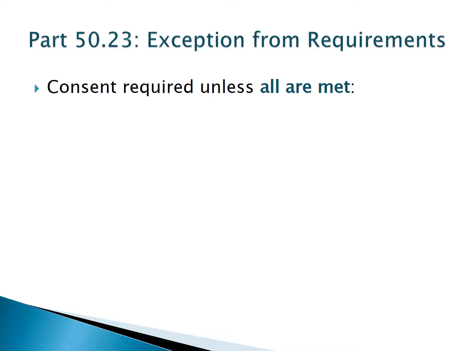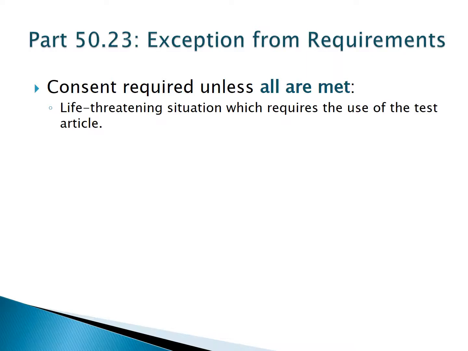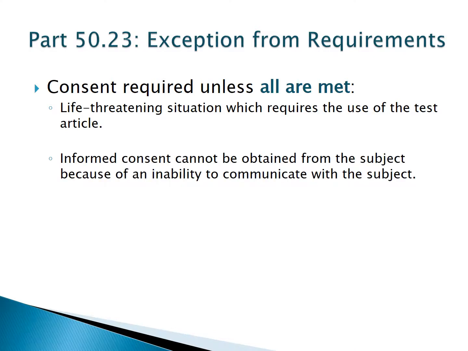I said the consent is required for all research under FDA jurisdiction. If you meet all these criteria, there is an exception that can be granted, and all of them have to be met. Not just one or two or three of them, all of them. The first one is there has to be a life-threatening situation which requires the use of the test article. And the test article in the code means either the drug that's being developed or a medical device, so this would apply to either. And the informed consent cannot be obtained because of an inability to communicate with the subject. This is not a language barrier. This means medically this person is not able to communicate.